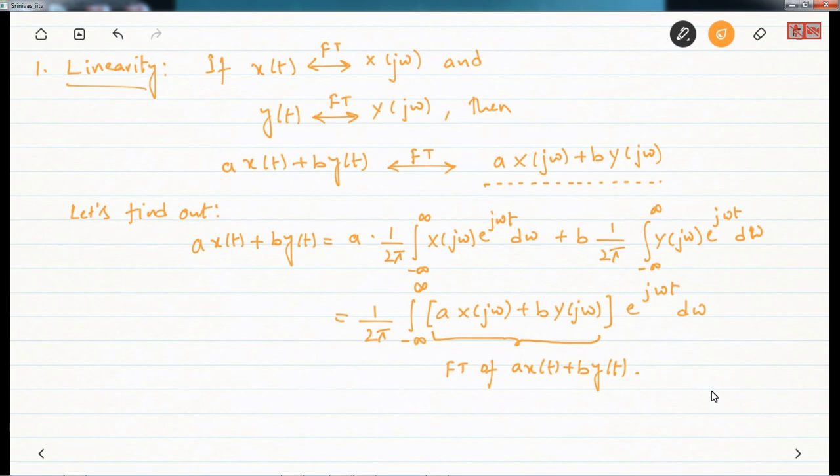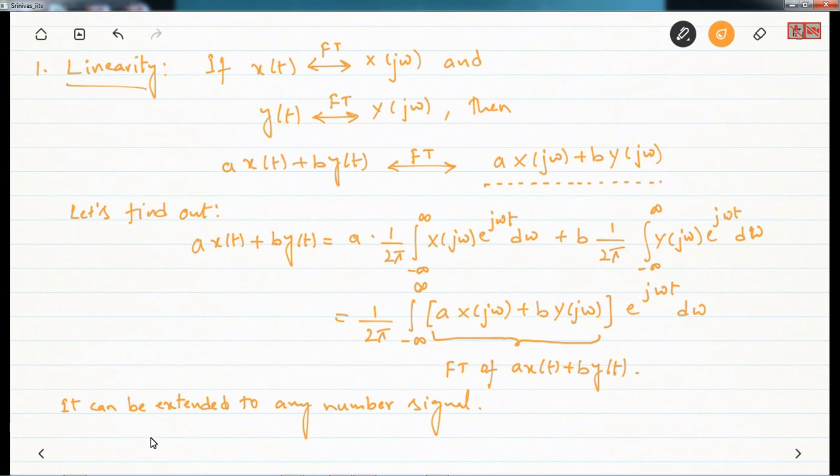Okay. And more importantly, it can be extended to any number of signals. See, this is another interesting thing. Some of you may get confused whether it is valid only for two signals, or can it be done for any number of signals? So it can be done for any number of signals. Say we have signals x1 of t, x2 of t, x3 of t, and so on up to xn of t.